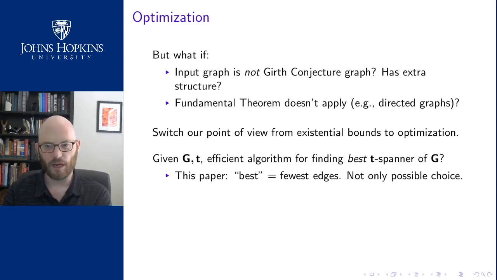So we can consider the optimization problem, which more or less looks like: I give you G, I give you T, find me the best T-spanner of G. Best for us is going to be fewest edges, which is not the only possible choice, but is a nice choice for best.